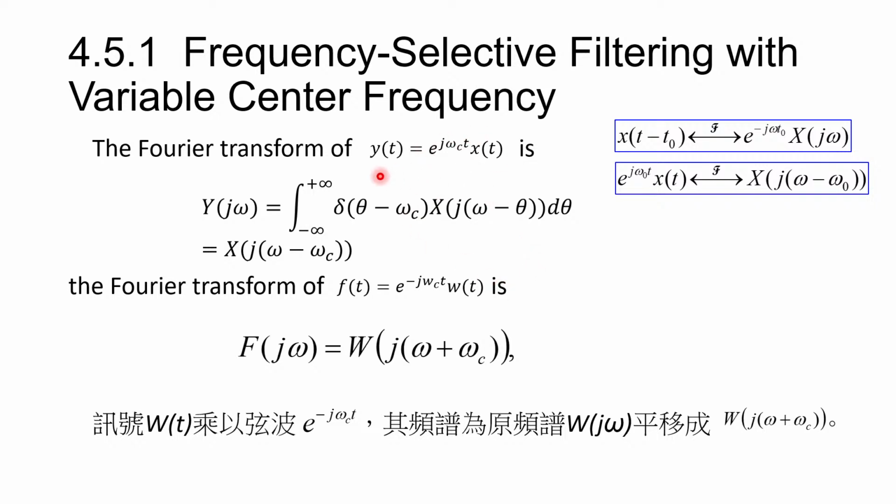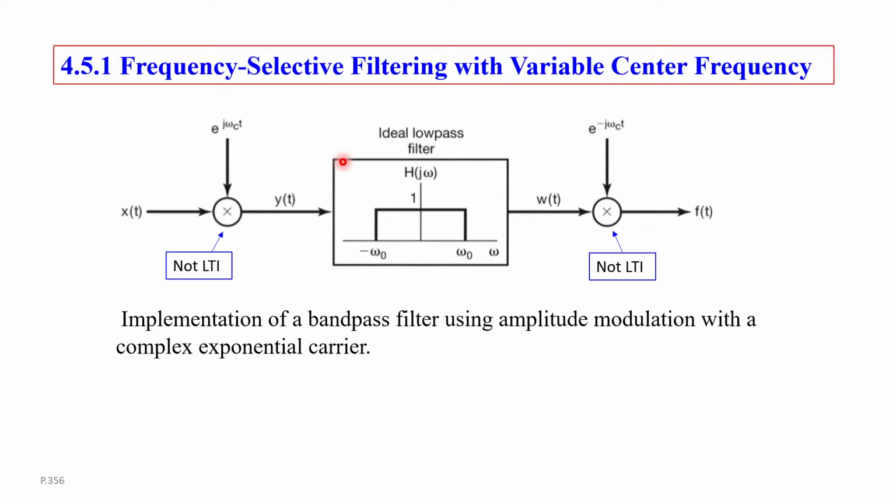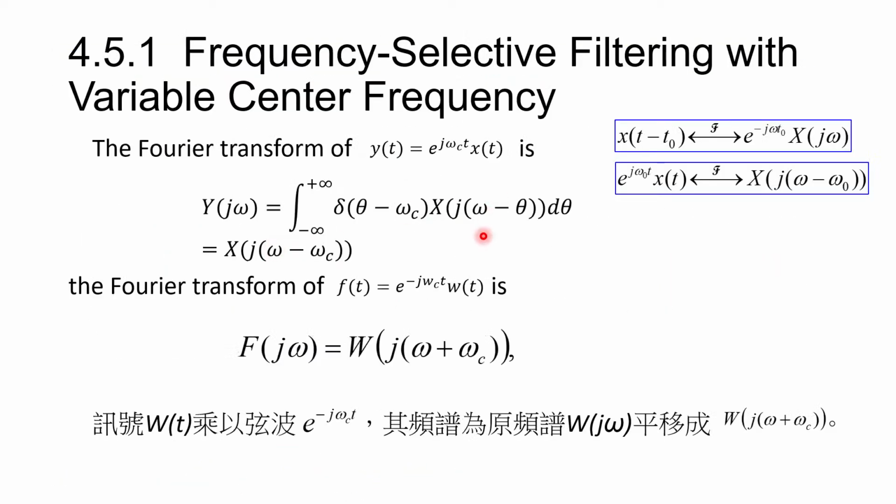So think about it: if this system has input x(t) and output y(t) equal to e to the j omega c t times x(t). Is it correct? Hopefully this is correct. Yeah, so y(t) is e to the j omega c t x(t), and we want to find big Y.